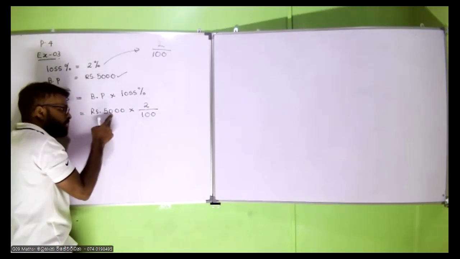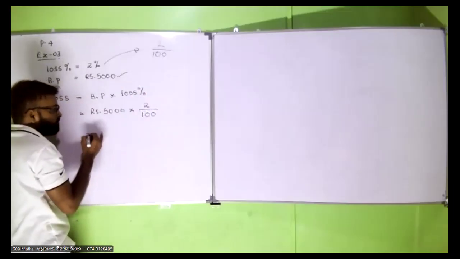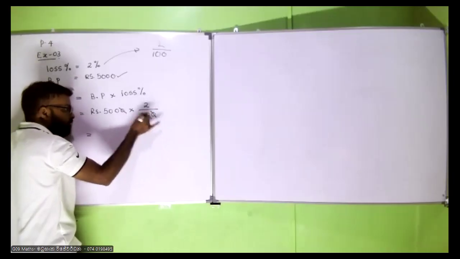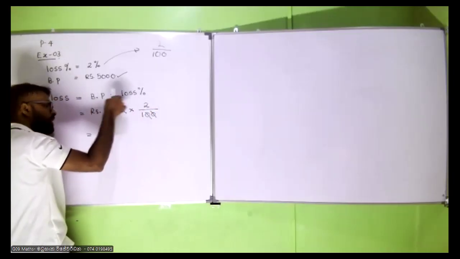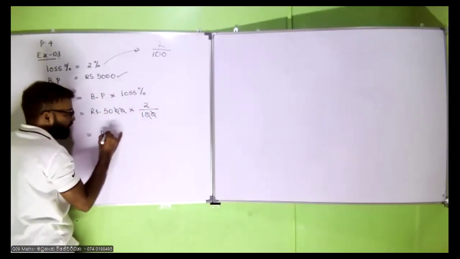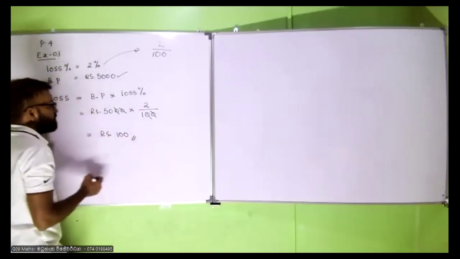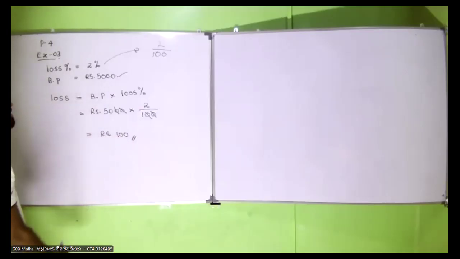For 5,000 rupees, how much are we losing? Simplify: 0 to 0, 0 to 0, 2 fifteens to 2. We are losing 100 rupees. Loss is 100 rupees.